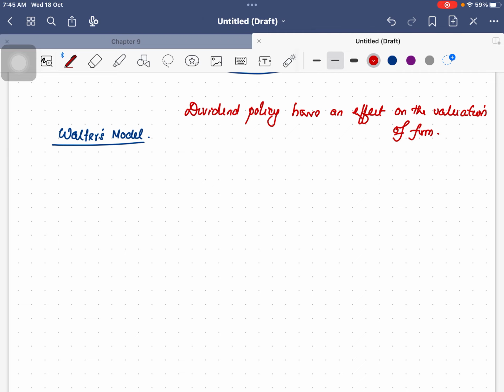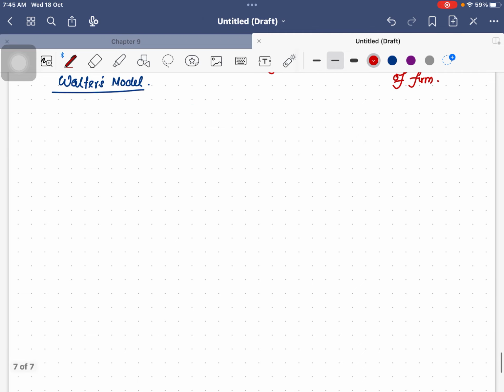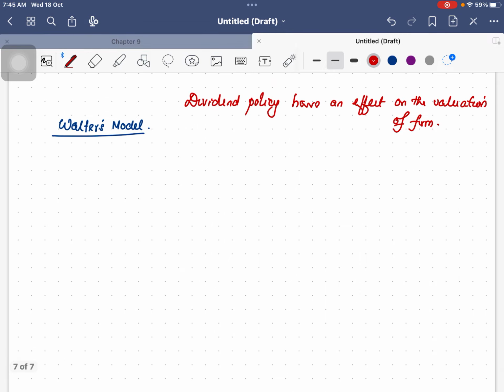Now under this we are going to see the first model, and this model is what is known as Walters model. Now like what we saw in the case of Modigliani-Miller approach, even in case of Walters model there are various assumptions. Let's see what are the assumptions which need to be satisfied before we go with the Walters model. Assumption number 1: all the investments of the firm are to be financed through retained earnings only.